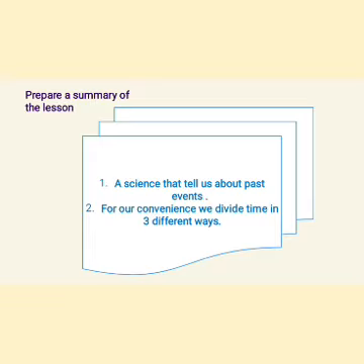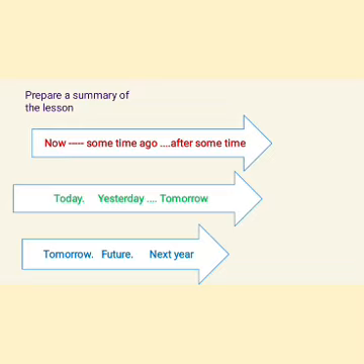Prepare a summary of the survey method. Now, after you have read the lesson, the screenshot was not clear, so I prepared a summary. A science that tells us about the events of the past is history. For our convenience, we divide time into three ways. Likewise, prepare a summary that you can understand. Some time ago, after some time, today, yesterday, tomorrow, future, next year. Whatever word is important under study, you'll prepare a summary like this.